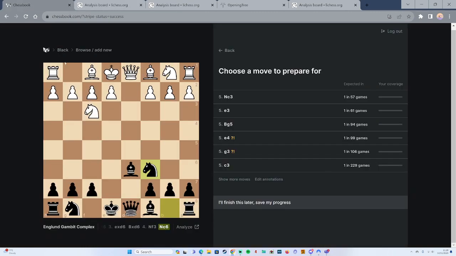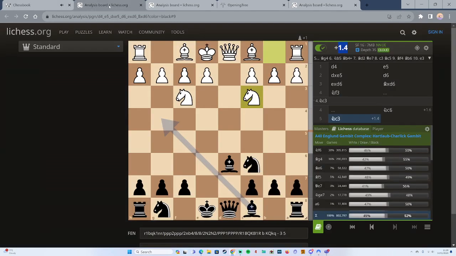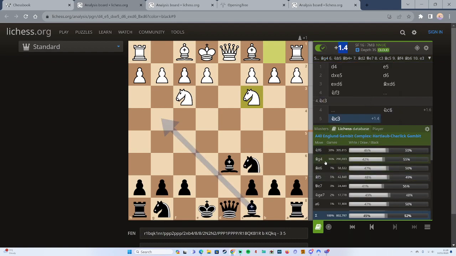Right, where did we get up to? So we're saying we're going to first look at knight to c3, which is the most common move. And then we need to have a look what the response is. So it's saying either bishop g4 or knight to f6. Let's have a quick look on Lichess at what different options. So the engine is wanting bishop g4. Interestingly, knight to f6 is slightly ahead.